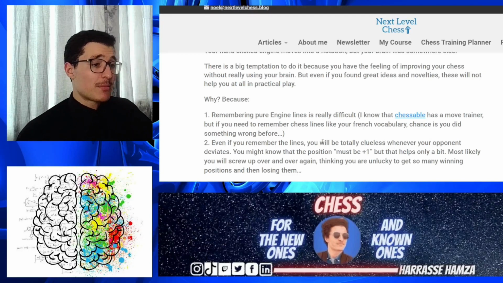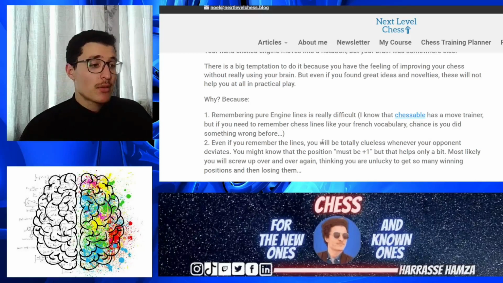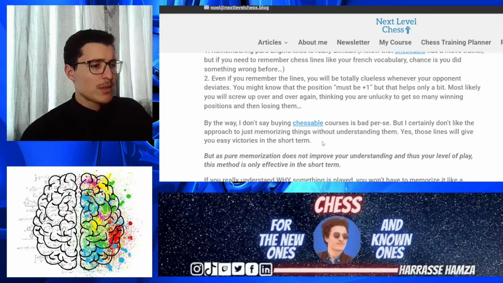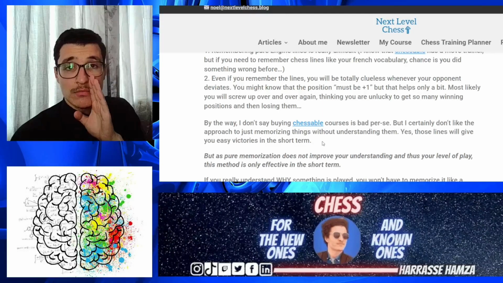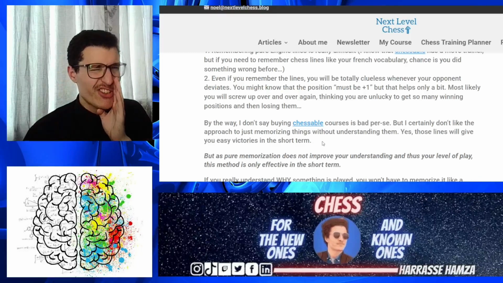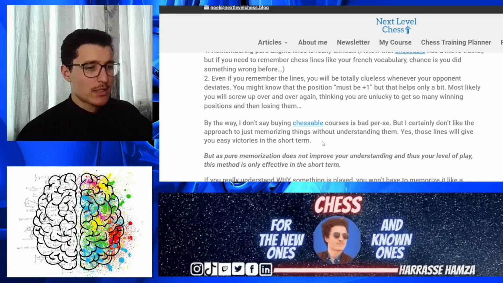You may know the position must be +1, but that helps only a bit. Most likely you will screw up over and over again, thinking you are unlucky to get so many winning positions from that variation and then losing them. By the way, I don't say buying Chessable courses is bad per se. But I certainly don't like them. Just get something from YouTube or from another certified source. But I certainly don't like the approach of just memorizing things without understanding them.